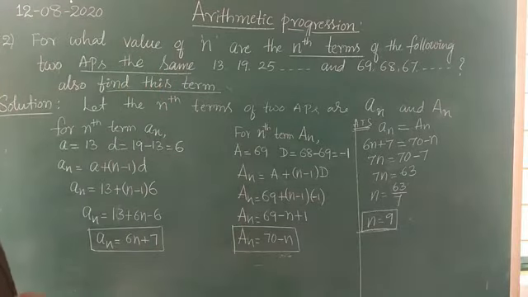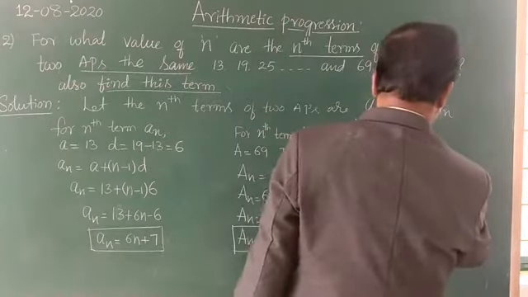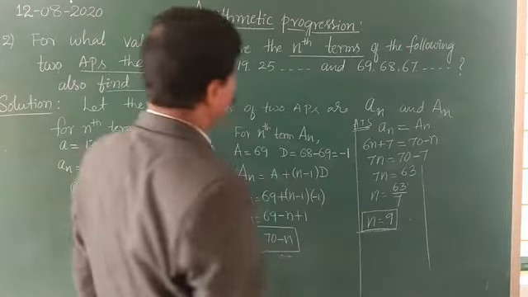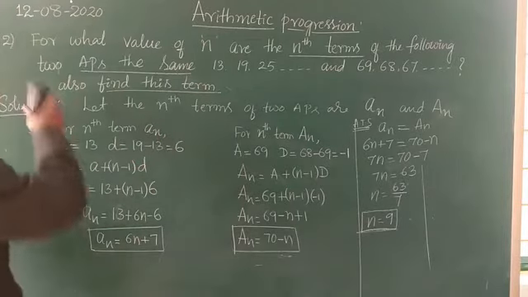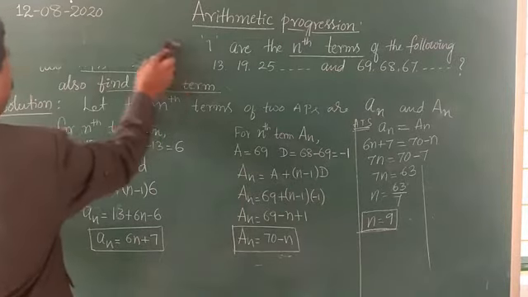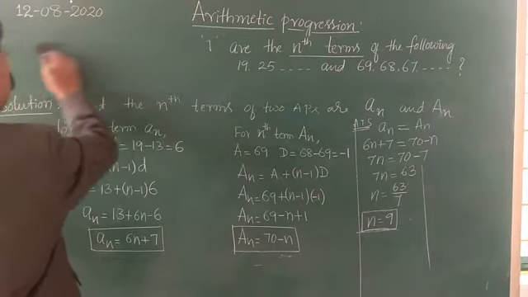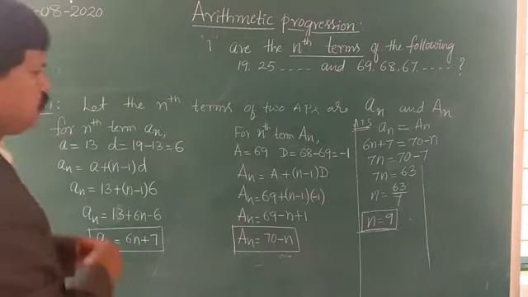Now, also find this term. Find this term. So shall I write here only? So here I am taking this one, or shall I rub this? So for what value is over? Now finding that term. Which term of that?